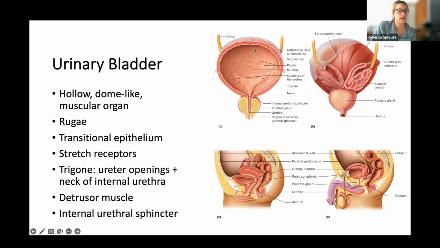And then the muscular layer here in the bladder is called detrusor muscle. It is a smooth muscle, so it is involuntary. And then here at the very bottom of the bladder where urine will exit, we have an internal urethral sphincter. And kind of like with the anus of the digestive tract, there's an internal sphincter and an external sphincter. The internal sphincter you don't have control over, the external sphincter you do. And so this internal sphincter here is what causes kind of like the urge to urinate. And then you can relax your external sphincter in order to urinate.